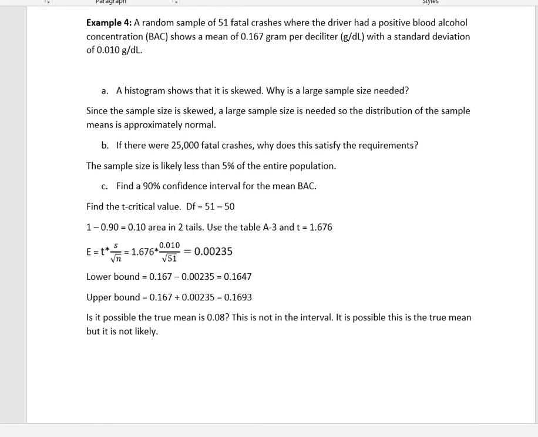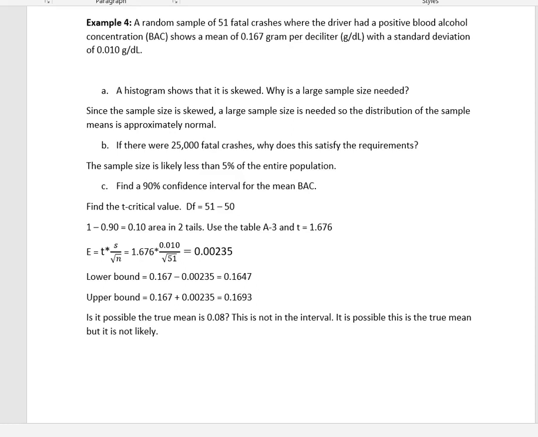Example 4, a random sample of 51 fatal crashes where the driver had a positive blood alcohol concentration shows a mean of 0.16 grams per deciliter with a standard deviation of 0.01. A histogram shows that it's skewed. Why is a large sample size needed? Since the sample is skewed, the large sample size is needed so the distribution is approximately normal. If there were 25,000 fatal crashes, why does this satisfy the requirements? The sample size is likely less than 5% of the population.